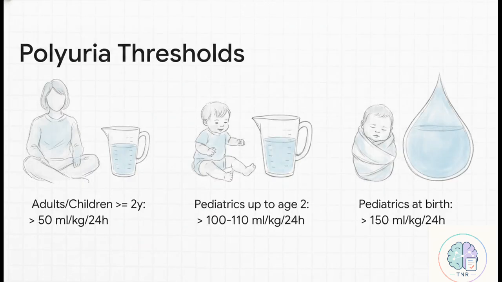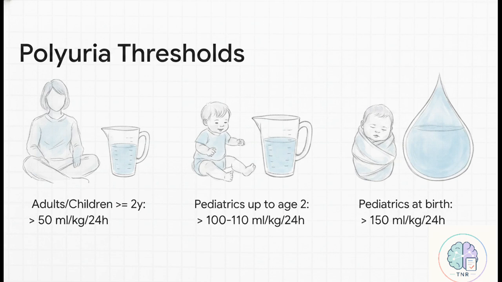Moving on to the actual volume of the crime. Polyuria. Now, polyuria isn't just some vague feeling of peeing too much, right? It has strict, age-dependent thresholds. For adults and kids age 2 and older, polyuria is defined as a urine output strictly greater than 50 milliliters per kilogram per 24 hours. For your standard 70-kilogram patient, that is more than 3.5 liters a day.